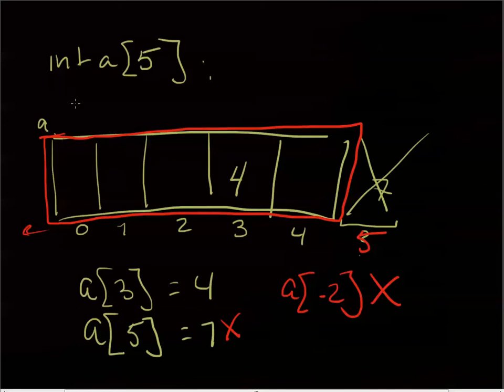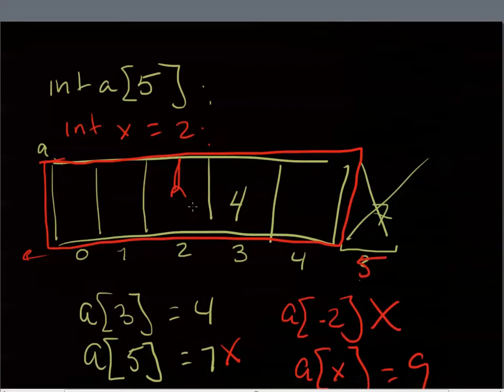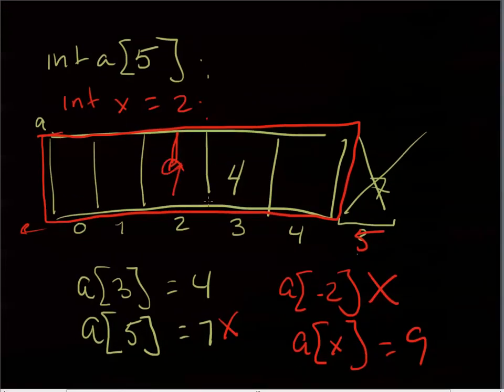Again, if I have a variable int x equals 2, I can say a sub x equals 9, and that'll put the 9 there. So I can have any expression inside these brackets. Remember the difference between the declaration, which is a size with the brackets, and usage, which is an indexer.